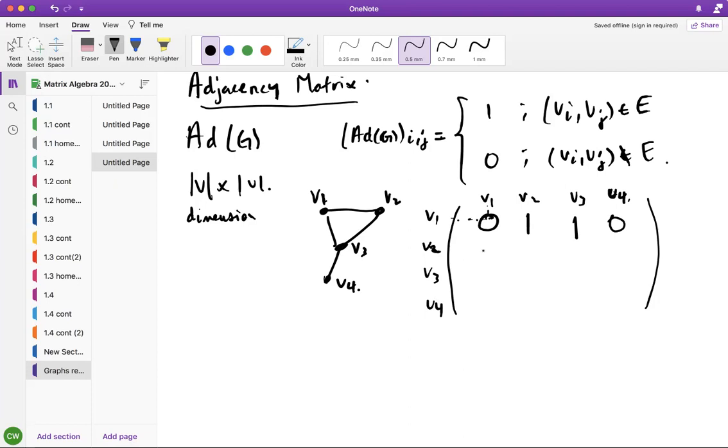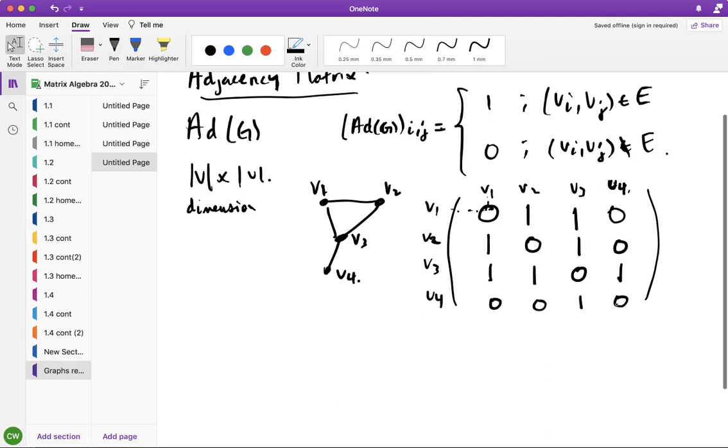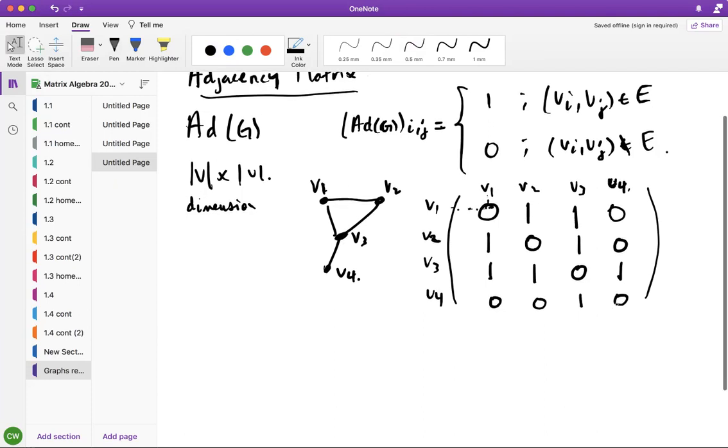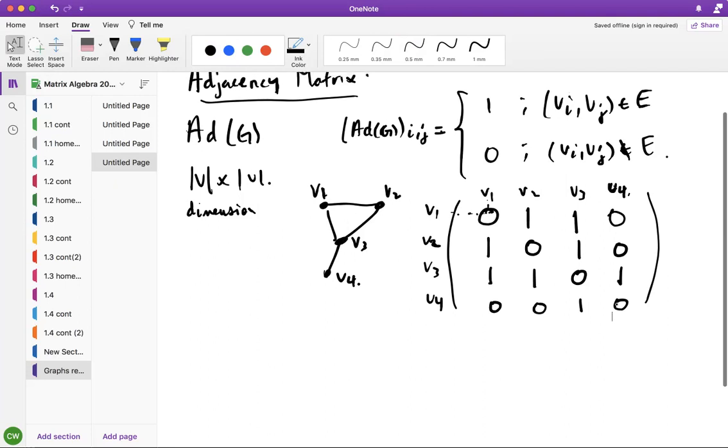Now v2 is connected to v1, so that gets a 1. v2 has no loop, so it's 0. v2 is connected to v3, but it's not connected to v4. So now for v3, it's connected to v1, to v2, not to itself, and connected to v4. And v4 is only connected to v3, so it only gets a 1 in the v3 position. So that's the adjacency matrix.